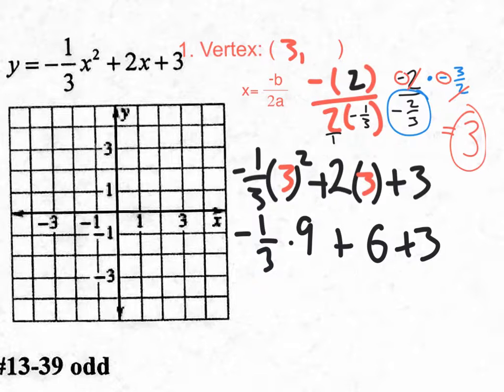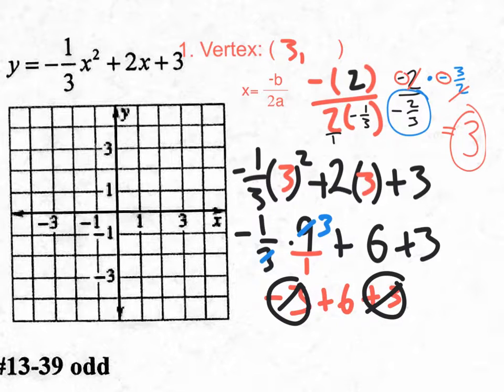So when I multiply negative 1/3 times 9, put the 9 over 1, and you could actually cancel the 9 on top with the 3 on the bottom and have a 3 left over. So I really have negative 1 times 3, that's negative 3. So I have negative 3 plus 6 plus 3. So this negative 3 and that positive 3 cancel out. My answer is 6. So my vertex is 3, 6.